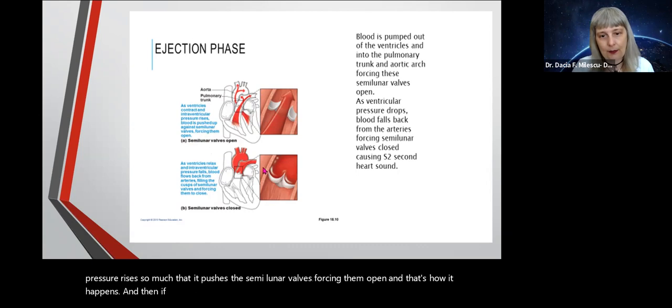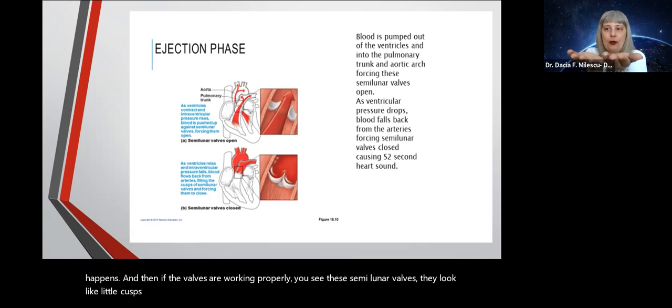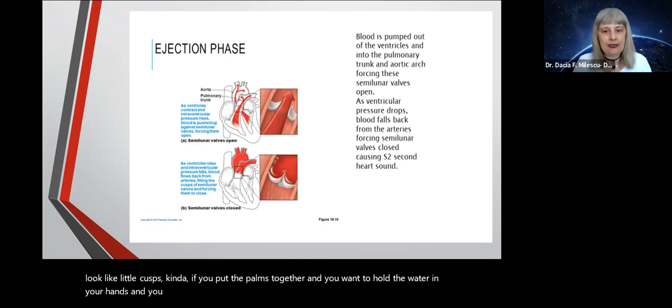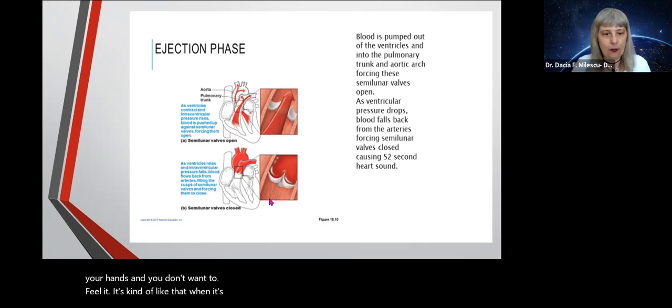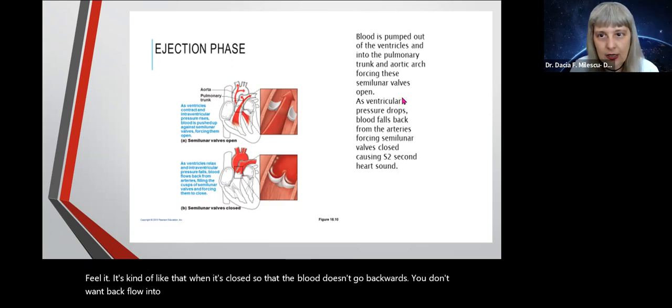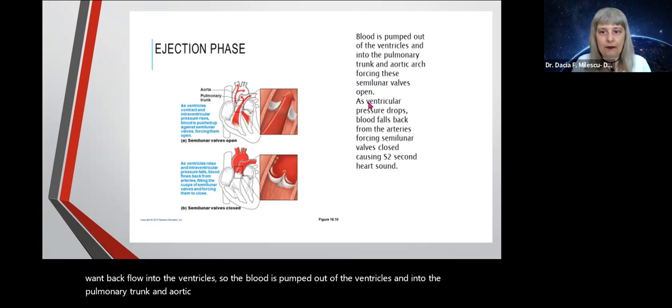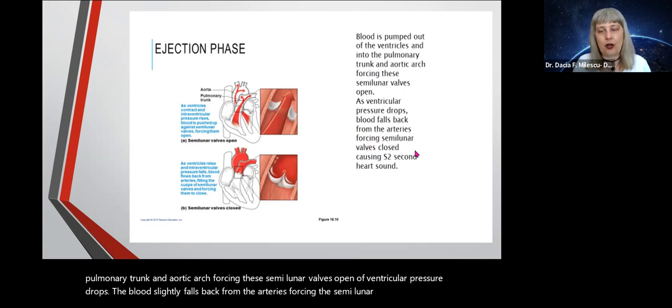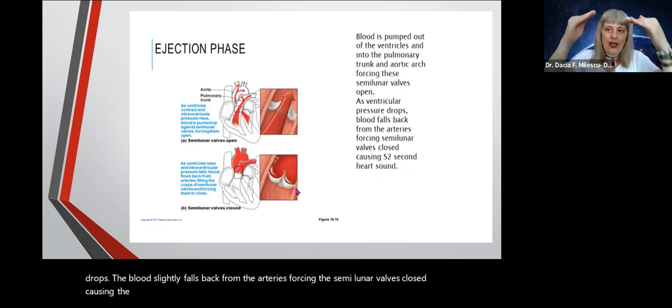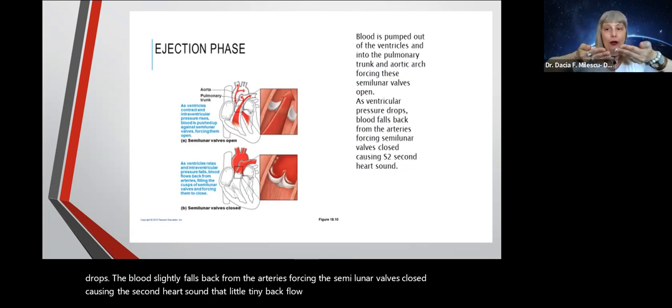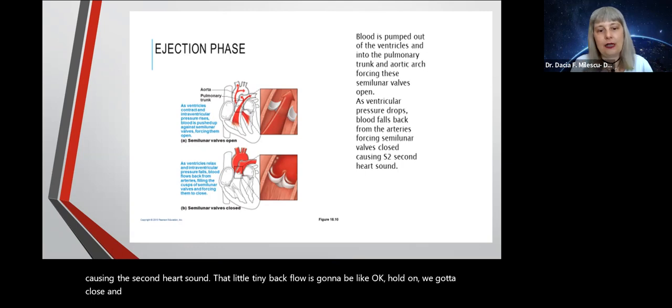And then if the valves are working properly, you see these semilunar valves, they look like little cusps, kind of like if you put the palms together and you want to hold the water in your hands and you don't want to spill it. It's kind of like that when it's closed, so that the blood doesn't go backwards. You don't want backflow into the ventricles. So the blood is pumped out of the ventricles and into the pulmonary trunk and aortic arch, forcing these semilunar valves open. As the ventricular pressure drops, the blood slightly falls back from the arteries, forcing the semilunar valves closed, causing the second heart sound. That little tiny backflow is going to be like, oh, okay, hold on, we got to close. And so when they're closed, that's the second heart sound.